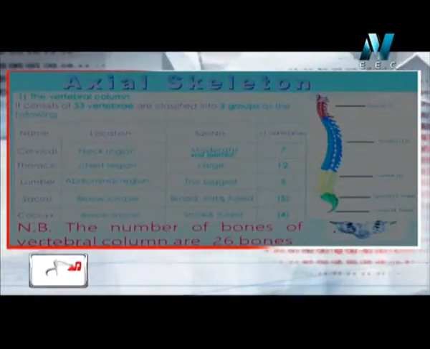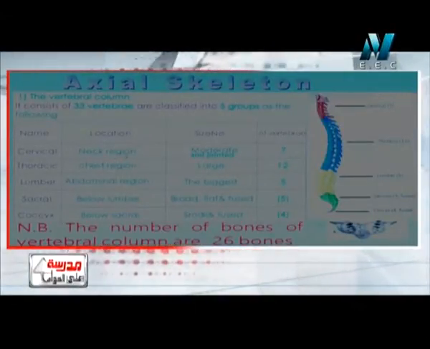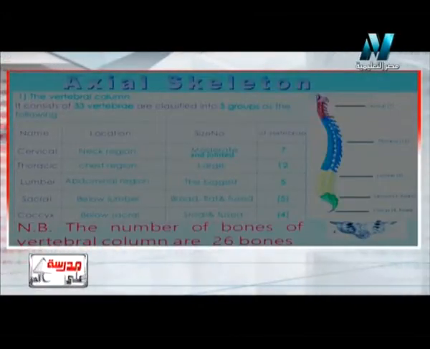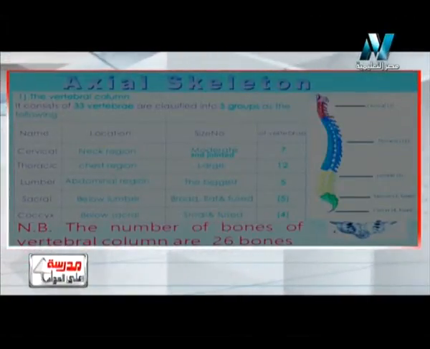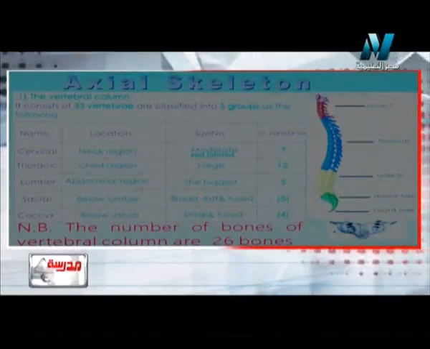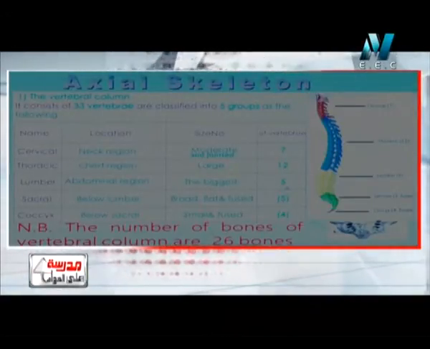As you look here, cervical location, neck region, the size moderate and jointed, the number of them is 7. Thoracic, chest region, they are large, the number of them is 12. Lumbar, abdominal region, they are the biggest, the number of them is 5.